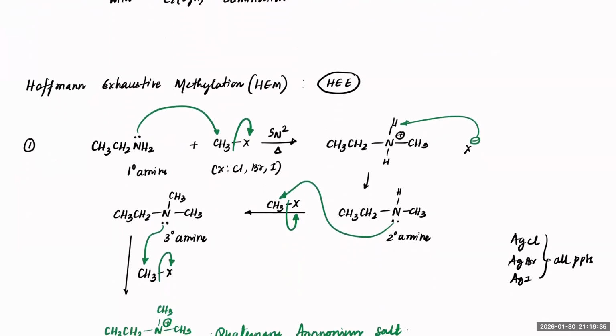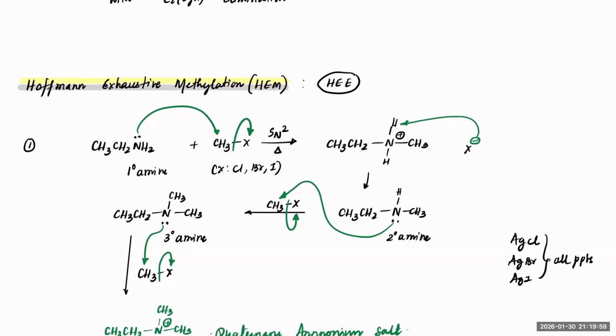The next type of elimination, which is also going to give you Hofmann elimination, is called Hofmann exhaustive methylation, HEM. It is also called HEE, which is Hofmann exhaustive elimination. HEM means via methylation. Okay, got it? That is via methylation. Now let's notice how we can go through this Hofmann exhaustive methylation case. Got it?